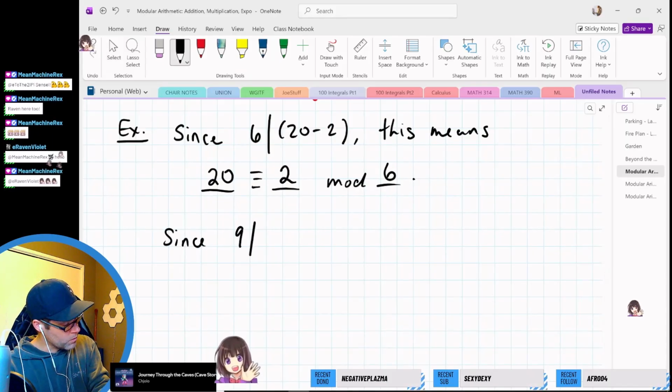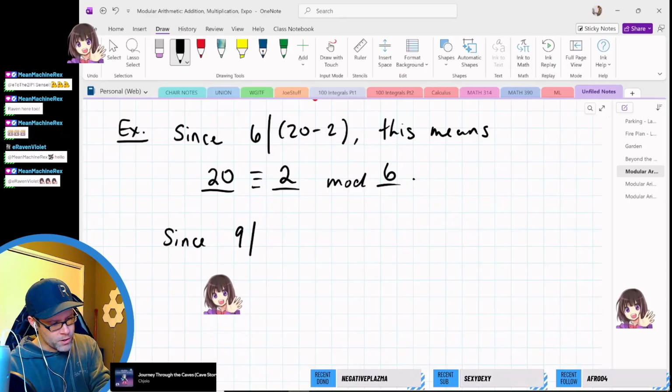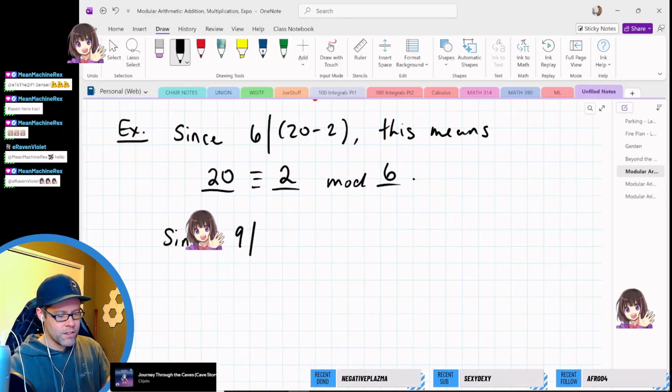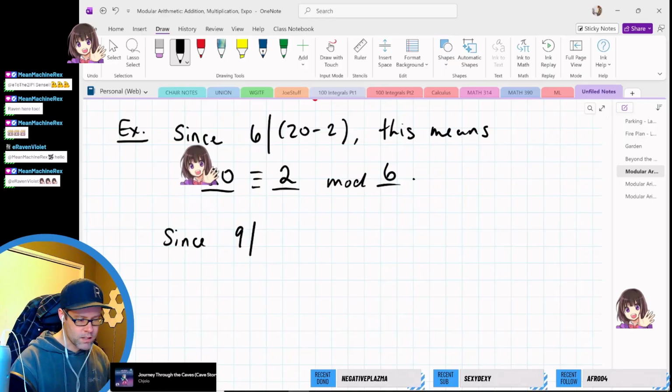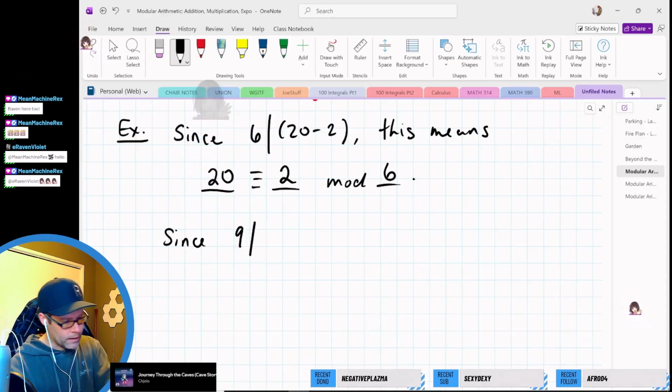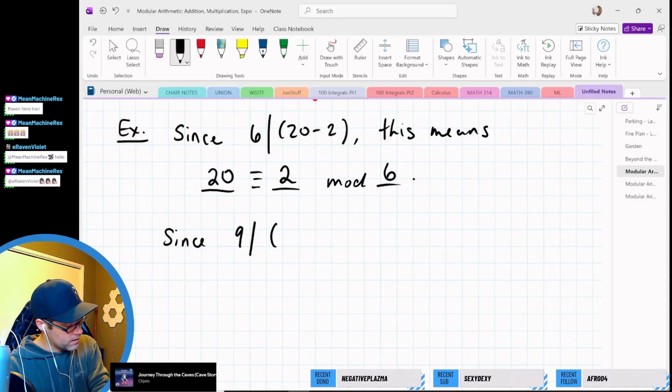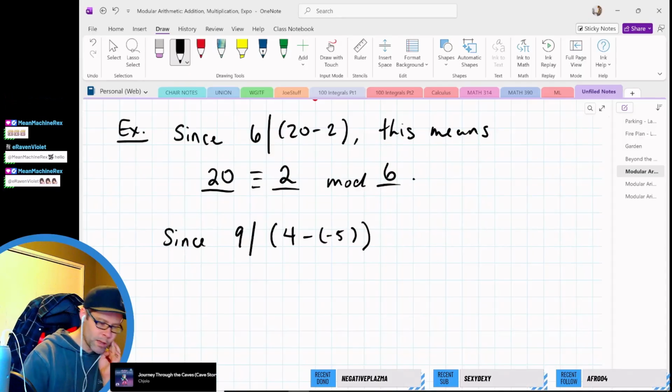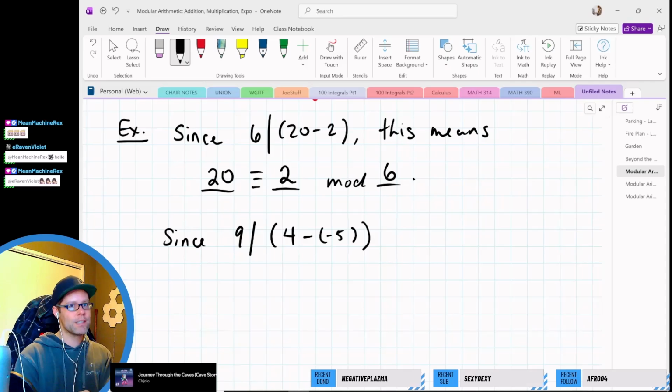So let's do this one more time. These numbers that we have on the right-hand side of the division symbol don't have to be positive integers. They could be any kind of integers, to be fair. So, for example, I could say 9 divides 4, subtract negative 5. That's certainly true because 4 take away negative 5 is 9. So we know 9 does divide 9.